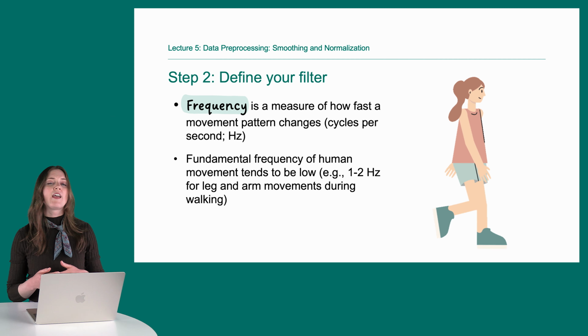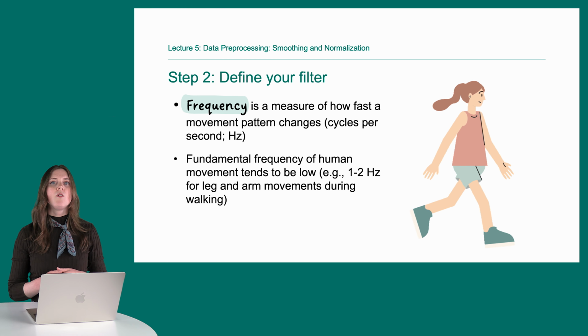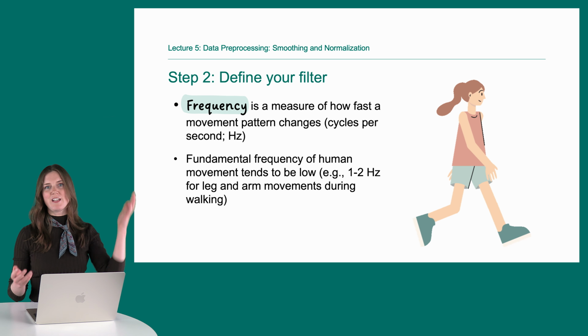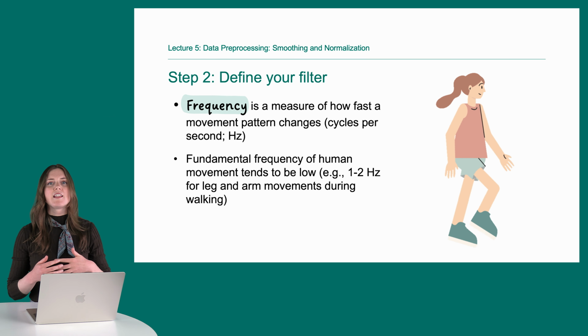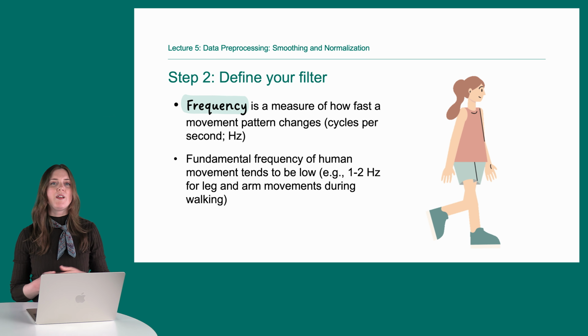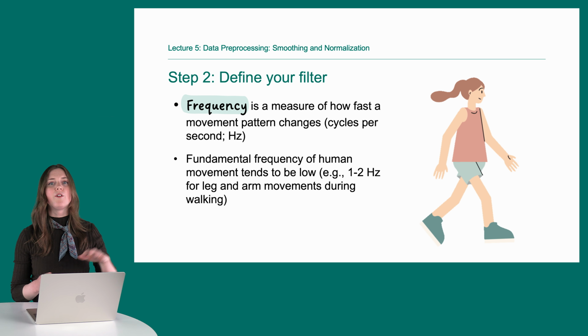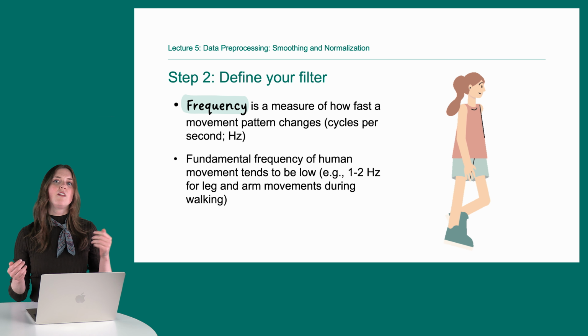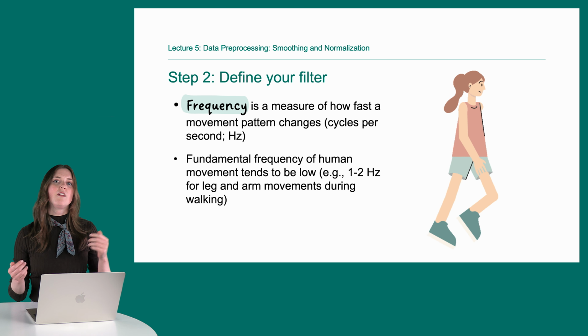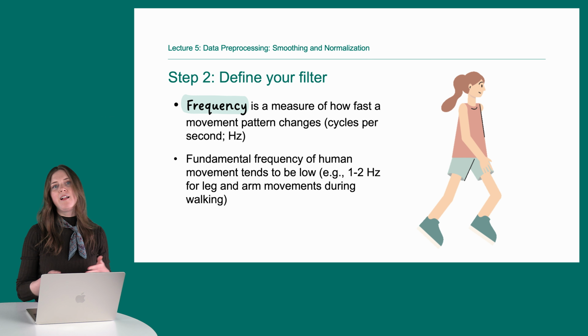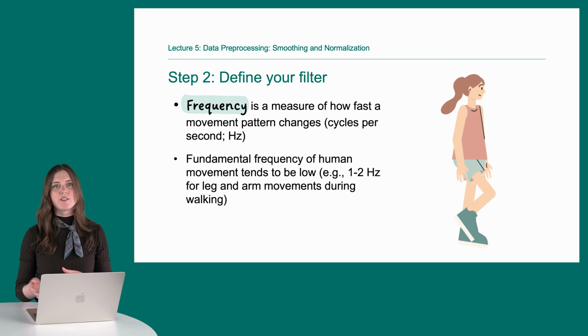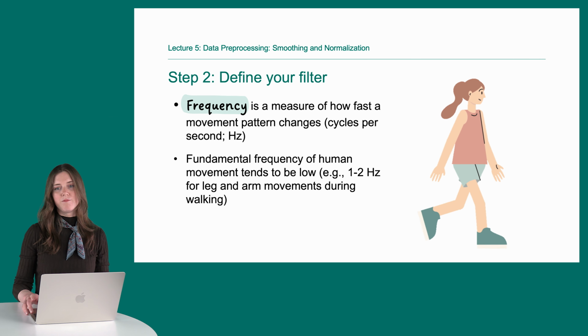An example of a low frequency movement would be a slow, smooth movement like raising your hand. An example of a high frequency movement would be rapid, small fluctuations. For example, if your hand is trembling. Most intentional human movements like walking, reaching, and gesturing happen at low frequencies, producing smooth and continuous movements.